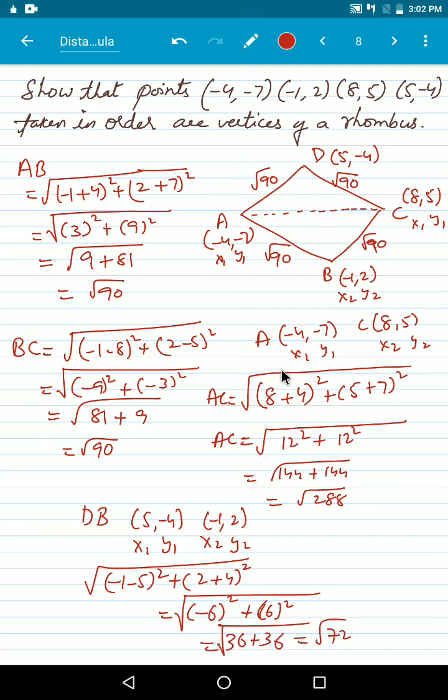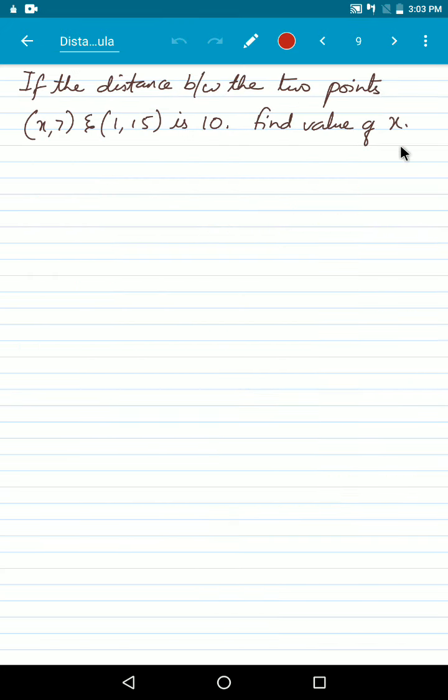See, the diagonals are not same. This is root 72 and AC is root 288. All four sides are equal and the diagonals are not equal. It is a rhombus. If the diagonals were also equal, it would have been a square. Okay, I hope this is clear. Let us go for the next page.